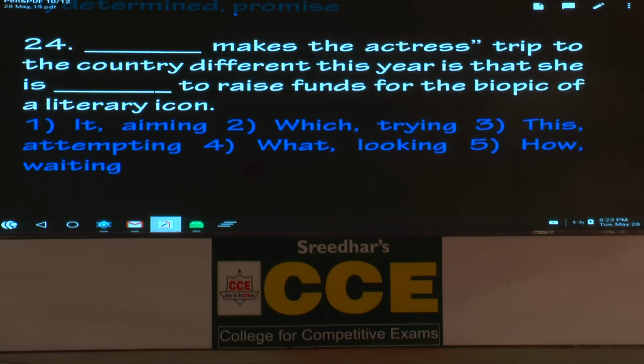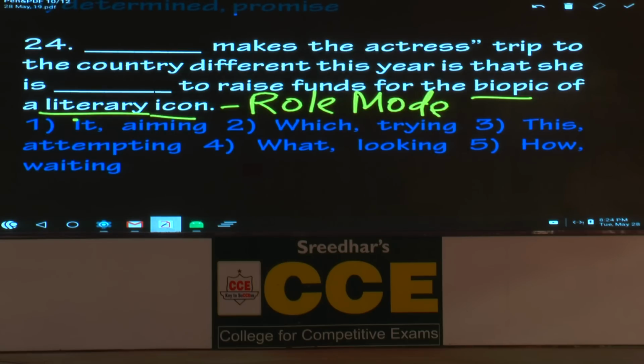Makes the actress trip to the country different this year is that she is to raise funds for the biopic of a literary icon. Underline the word biopic, you all know the meaning. Literary, related to literature, the field of literature. Icon means what? A symbol of a role model. Write the word role model. Also write the word idol. Two words, role model, idol.